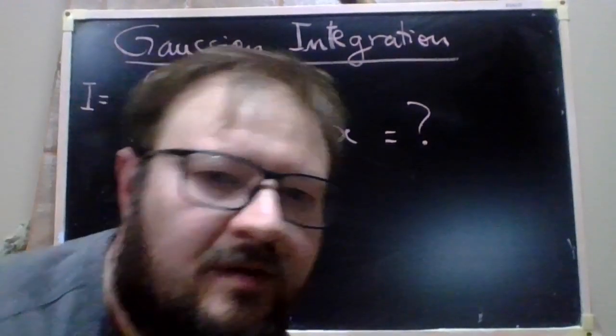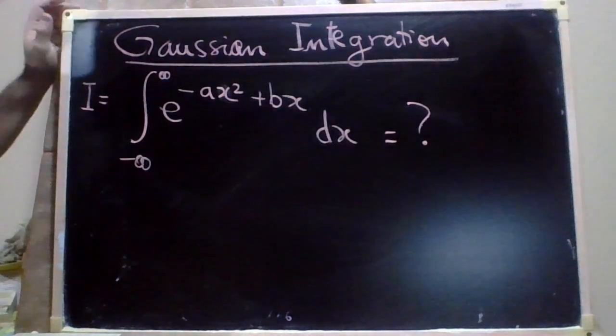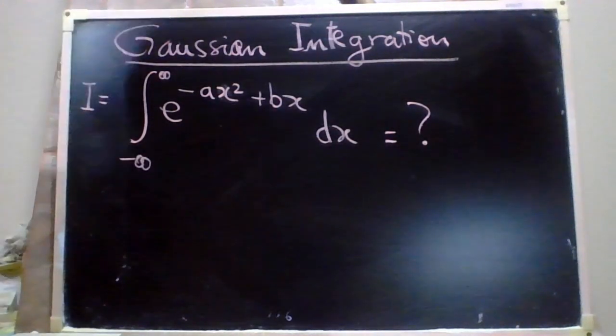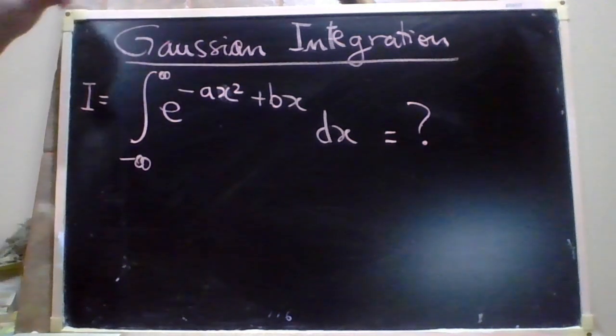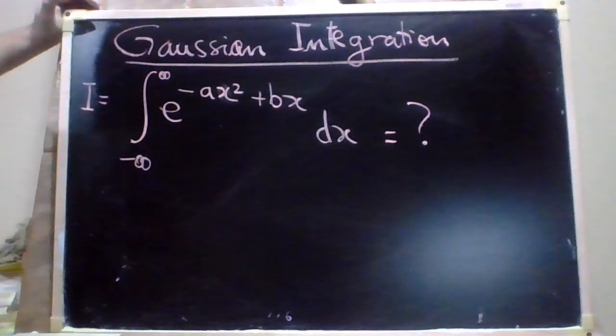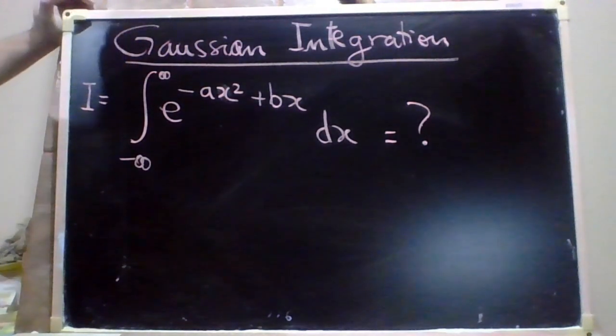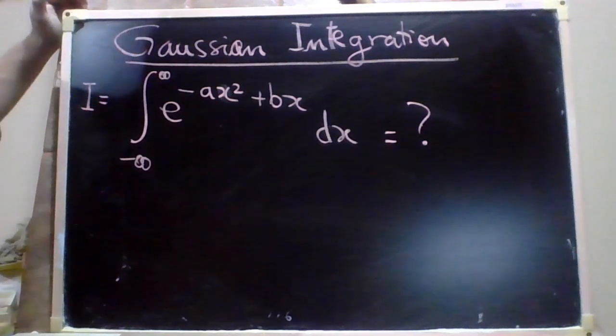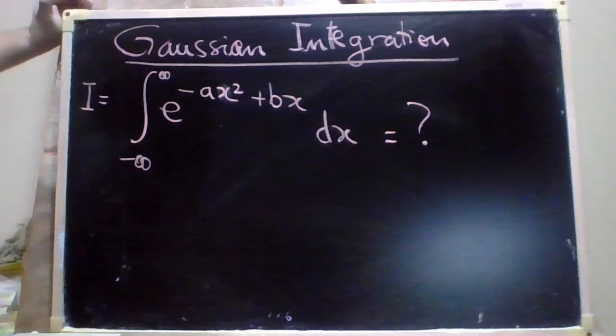Hi everyone. In this lecture I'll talk about Gaussian integration. I hope it will be a quick lecture, but it will help in solving many problems. The Gaussian, or the normal distribution, or the bell curve, is a very important object in probability theory and also in quantum mechanics.